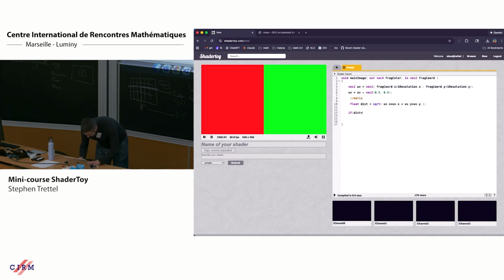If dist is less than 0.25, does your indentation not matter? It does not, yeah. Yep, indentation does not matter. If it's less than 0.5, let's make it red.